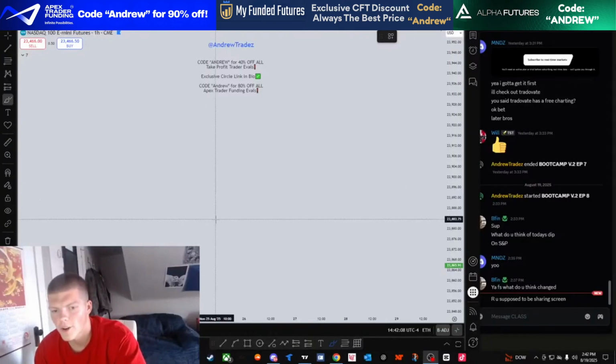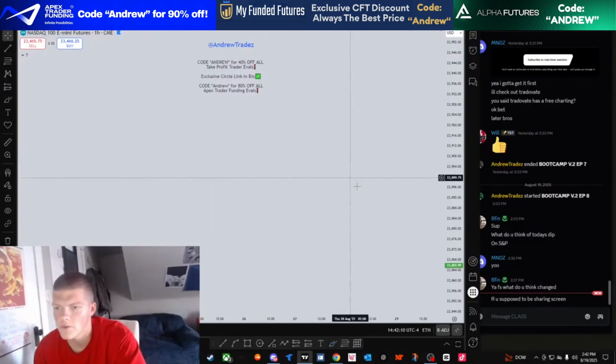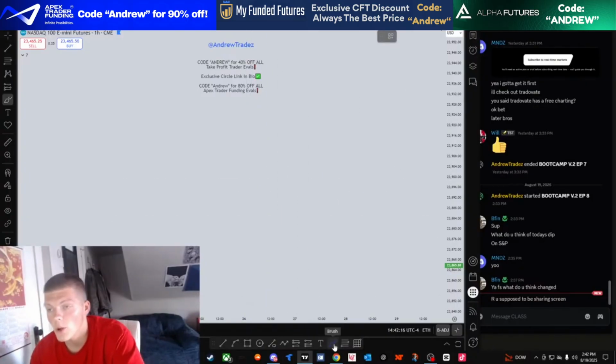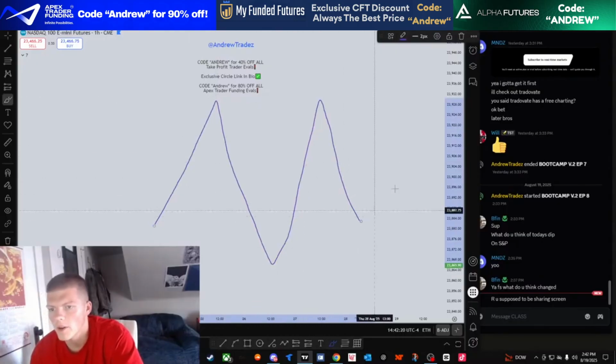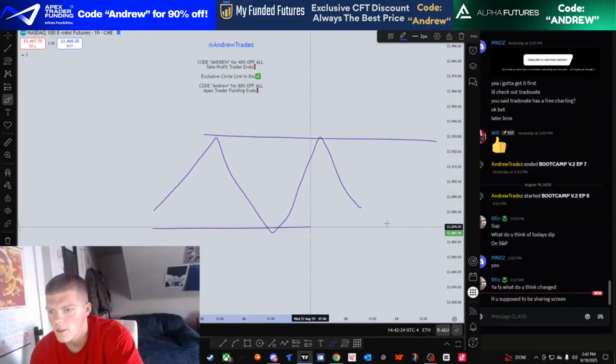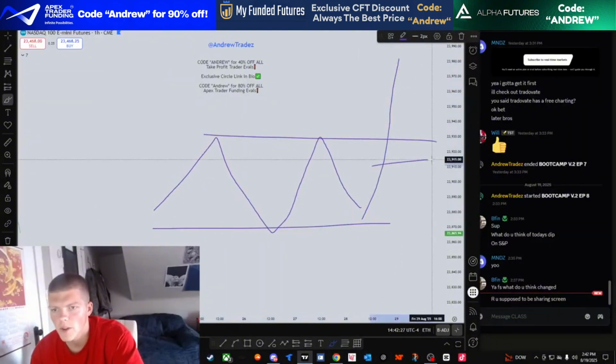Alright, to restart, we will be going over inversion fair value gaps, IFVGs. Yesterday we went over fair value gaps. Now we will be going over IFVGs. So as I said yesterday, when we have price, what does price do? We have these highs, we have these lows. Whenever we make a big move, a gap gets formed.